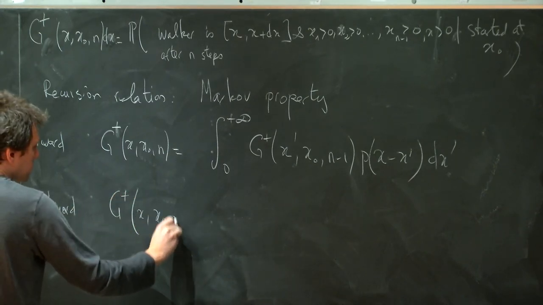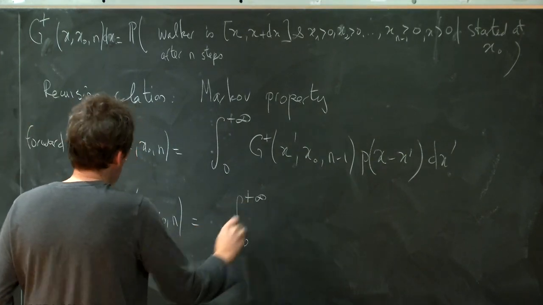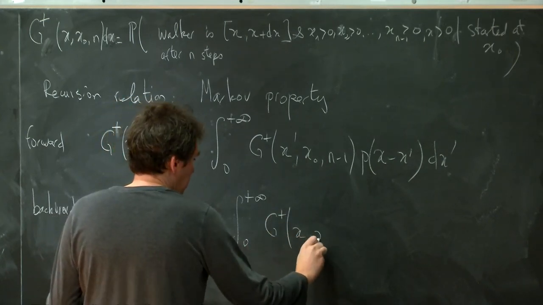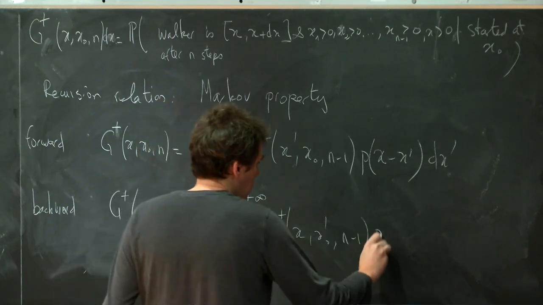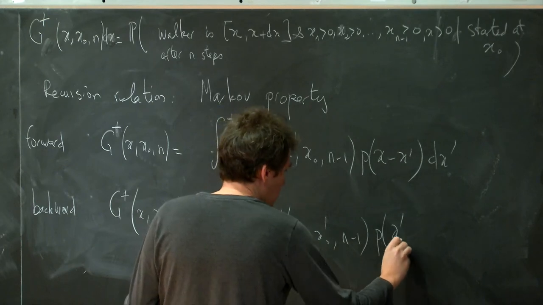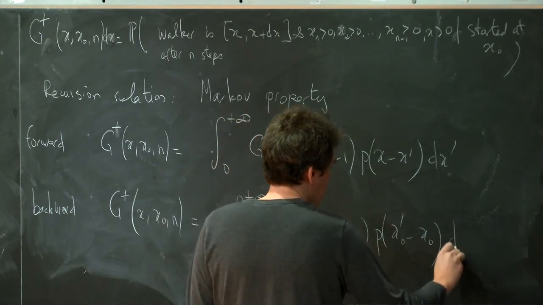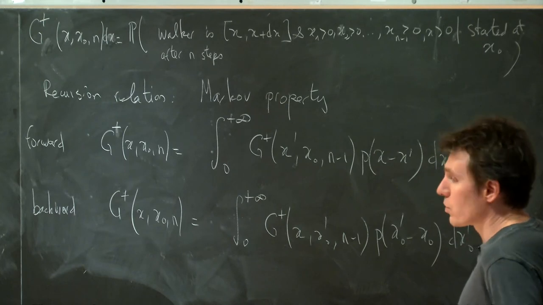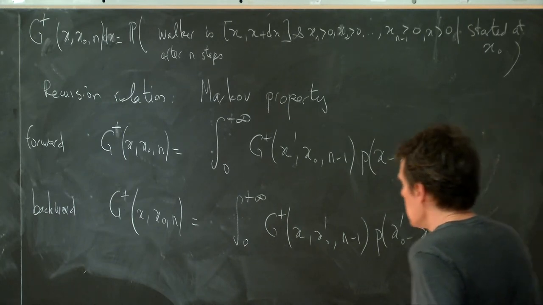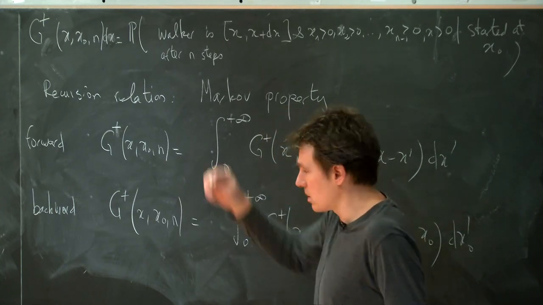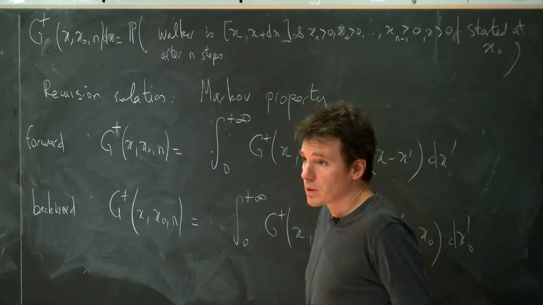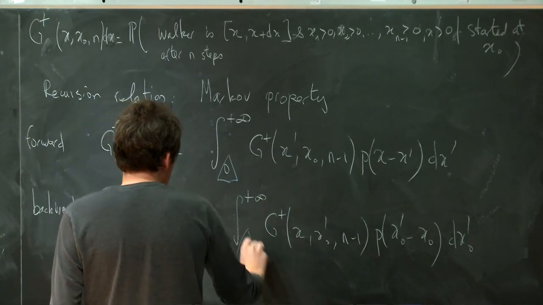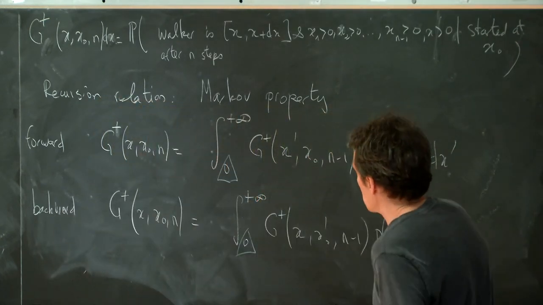Now, I can do the same for the backward, and that's just g plus of x prime, x, n minus 1, and then I just make the jump between x prime naught and x naught, but now I integrate over x prime naught, but the same constraint holds. Okay, so I'm writing it a bit fast, but this is exactly what we wrote before. The only difference, again, is that the intermediate points, which we are integrating over here, need to be positive, because our walk is positive. Okay, so that's the important point to notice. It's not minus infinity.